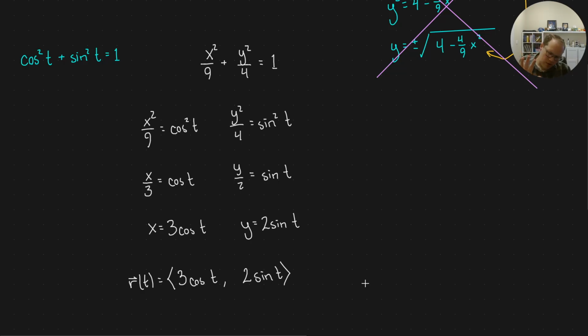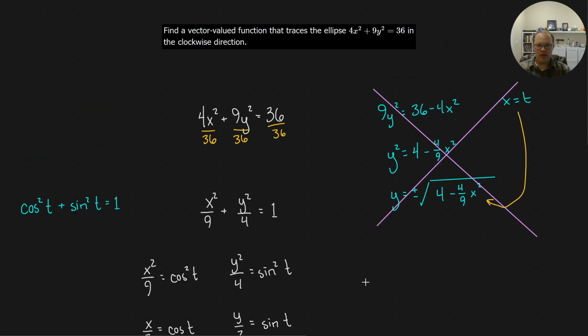Now we have one thing to check before we're done. We do have a particular orientation that we want. We want to make sure we go in the clockwise direction. So now that we have a vector valued function that traces out the ellipse, let us check the orientation, and if needed, we can make an adjustment.